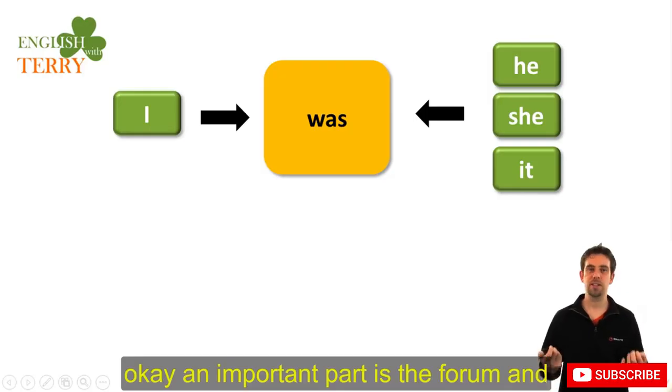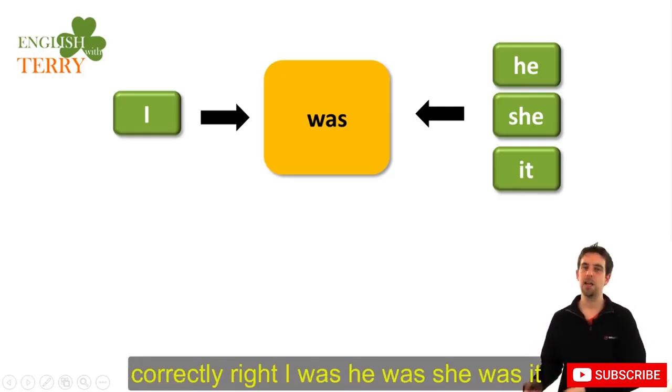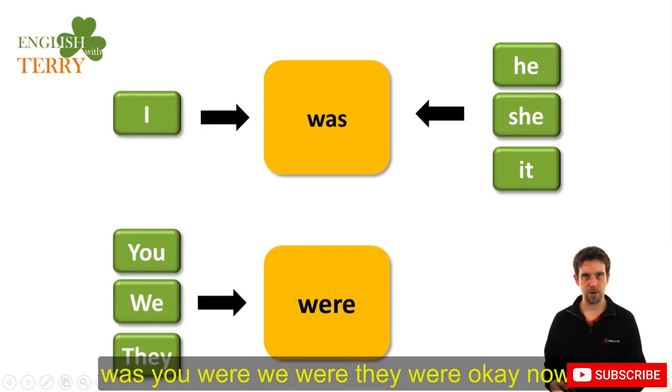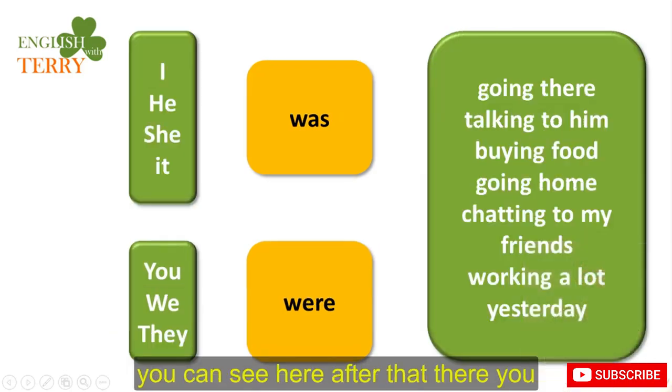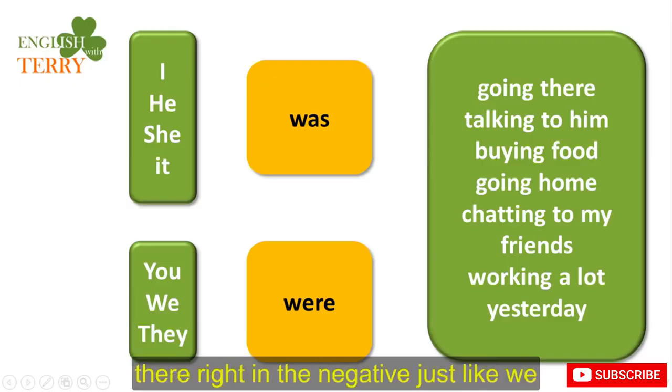The important part is the form, and always know the verb to be in the past correctly, right? I was, he was, she was, it was, you were, we were, they were, okay? Now you can see here, after that, you will have I was and the verb and ing. I was talking to him. You were going there, right?